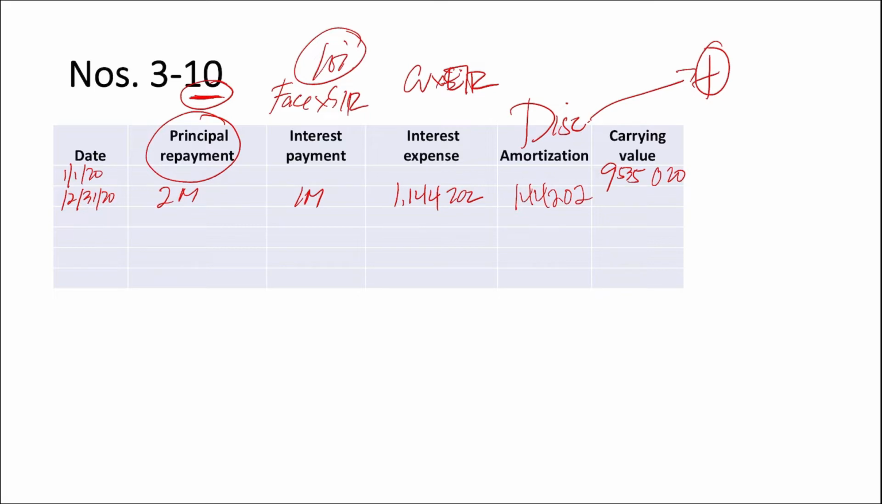So, magkano na lang siya? 7 million? 7,679,222. Okay? Check natin. So, 9,535,020 pesos, plus the discount amortization, minus 2 million. O, di ba? 7,679,222. Very good.